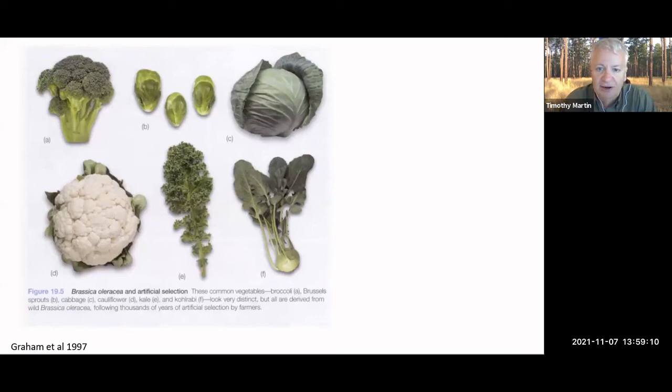This is a lecture on genetic variation in forest trees, and I always start out this lecture with this image, which is not from trees. But what this shows is genetic variation in brassica, in vegetables derived from a single species of plant. So broccoli, Brussels sprouts, kale, cauliflower, kohlrabi, all the same species of vegetable.